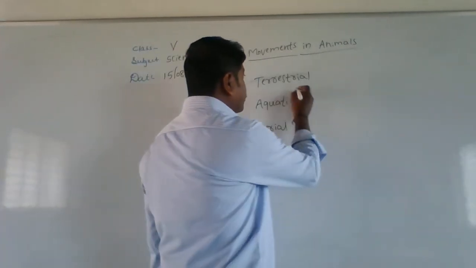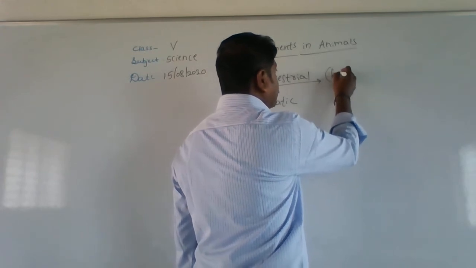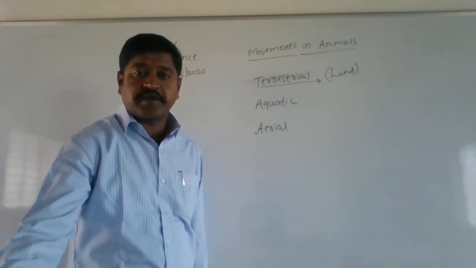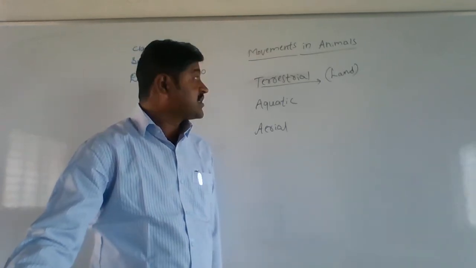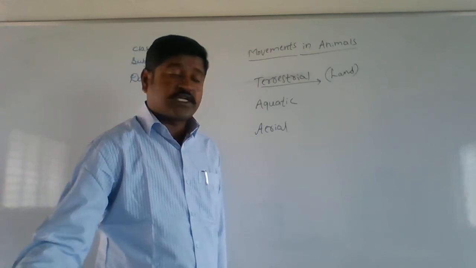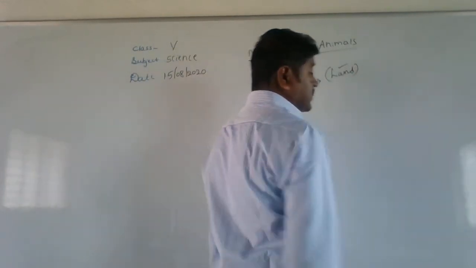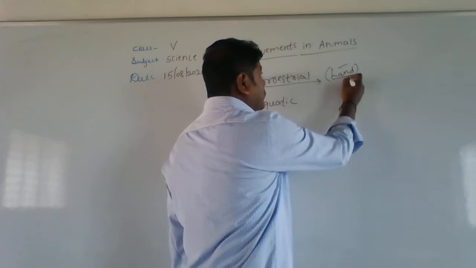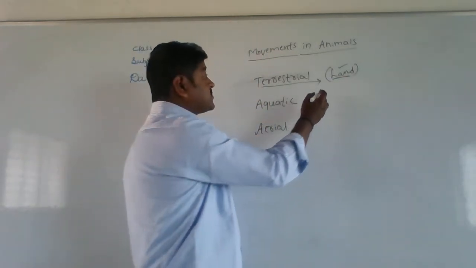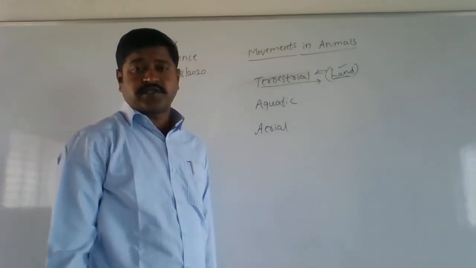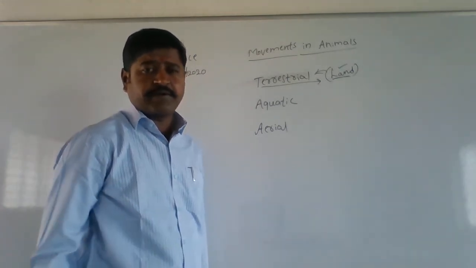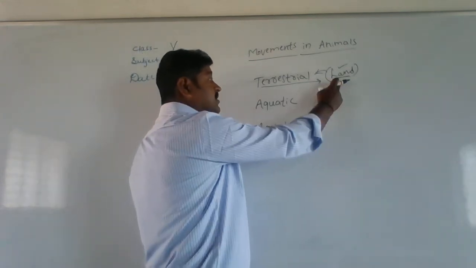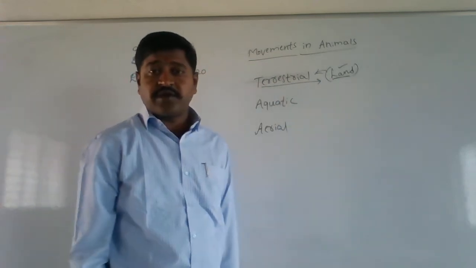So what are terrestrial animals? They are the animals which are on land. We call them terrestrial animals. So, understood what terrestrial animals are? The animals which live on land in search of food, whatever that may be. They may be crawling, running or walking. It is their nature. But entirely they live on land. That is why they are said to be terrestrial animals.